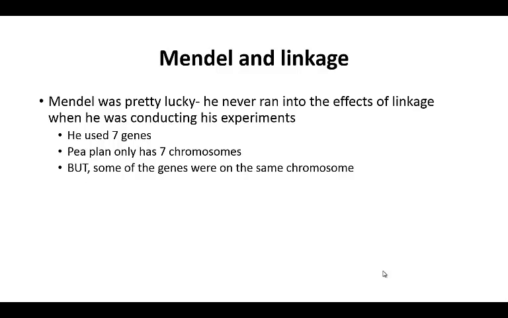So one of the forefathers of modern genetics is Mendel, right? Mendel was pretty lucky because he never ran into these effects of linkage when he was conducting his experiments. He might have gotten vastly different percentages if he had had to deal with crossing over events happening. Many people think this is because he had 7 genes and the pea plant only has 7 chromosomes, so 1 per chromosome. That actually wasn't the case. Some of the genes he looked at were indeed on the same chromosome. But for whatever reason, he did not run into the effects of linkage when he was conducting his experiments. If he had, we might not have been as far along in genetics at the time at all.